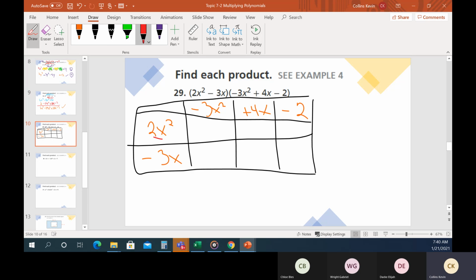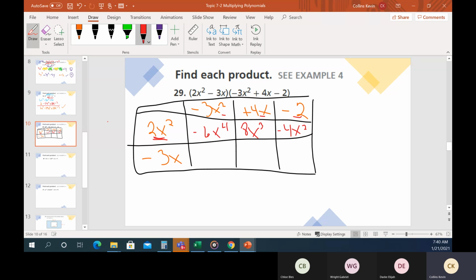So we're going to do 2x squared and then minus 3x, that's going to be minus 6. And then we've got x to the second is x to the fourth. Okay, now we move on. So then we do 2x squared times this guy. So we got 2 times 4, that's going to be 8. X to the second, x to the first is x to the third. And then one more time, we say 2x squared times the negative 2, that's going to be minus 4x squared. Okay, then we move to the bottom row.